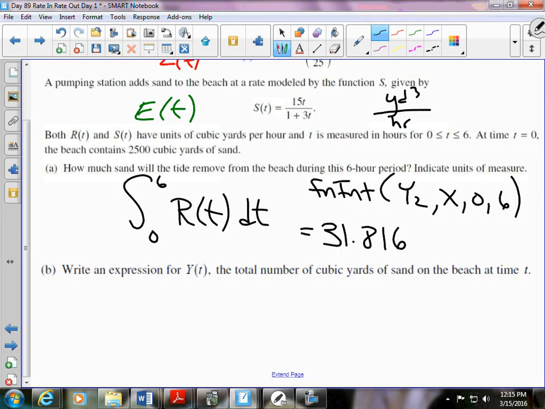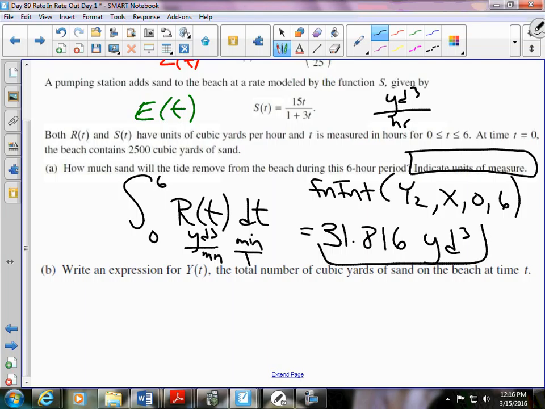It was 31.816. Now, as far as the units go, indicate units means if you don't, we're taking off a point. To get the units, you multiply the units of the rate, which was cubic yards per minute, by the time units, which was minutes. If you multiply cubic yards per minute by minute, what are your units? Cubic yards. So the total amount of sand that was removed was 31.816 cubic yards.